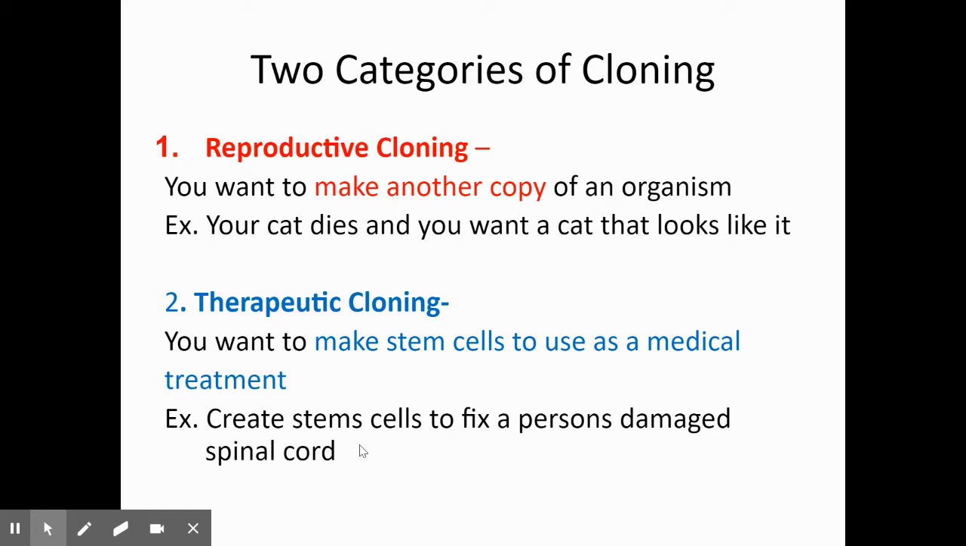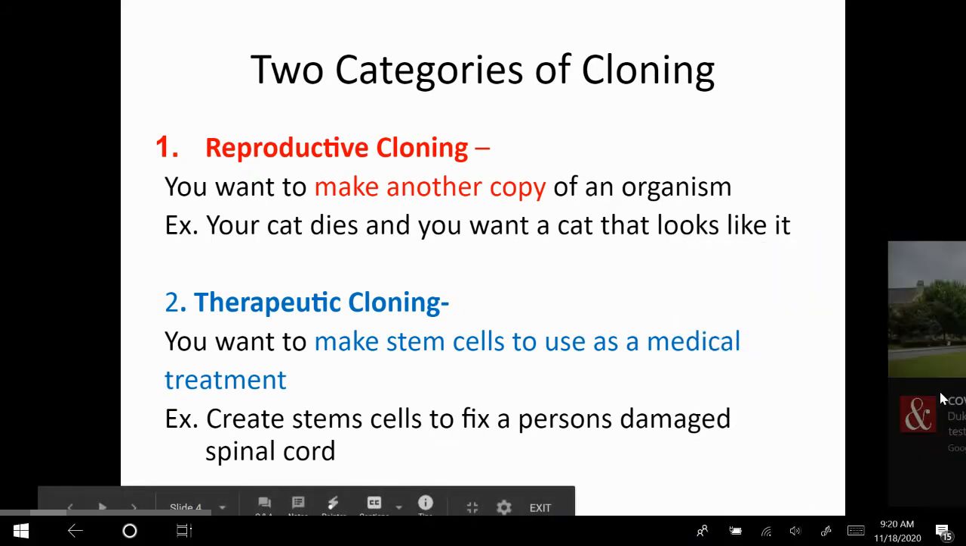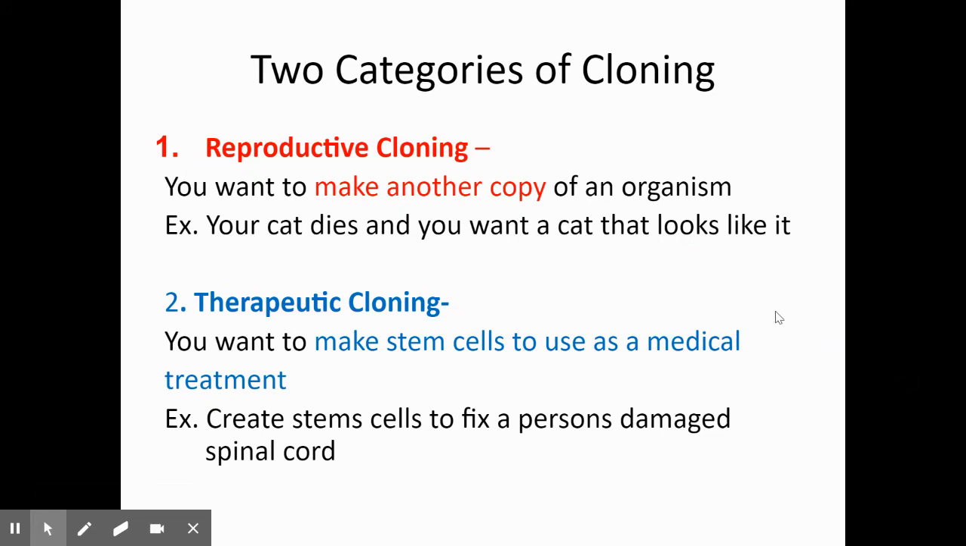For example, there was a TV series, I think it was on TLC, about people wanting to clone their pets. So an example of reproductive cloning would be your cat dies and you want another copy, so to speak, of your cat. So you would do what's called reproductive cloning in order to create another cat, and then of course the new cat would resemble your old one. That's what reproductive cloning is.